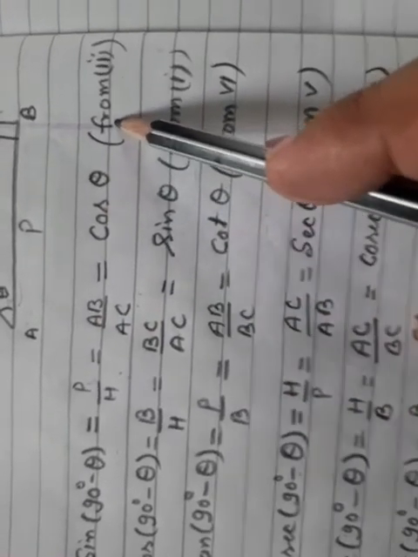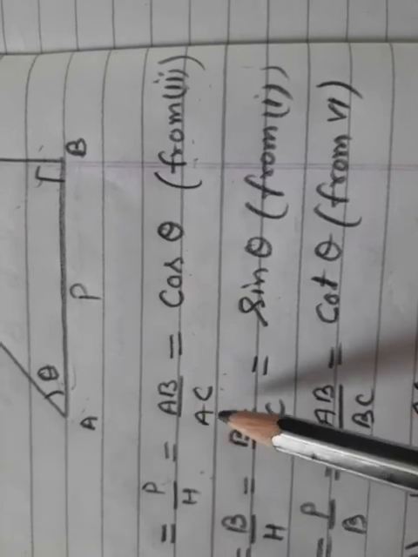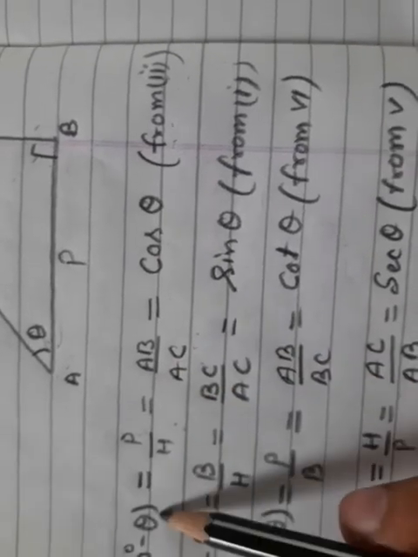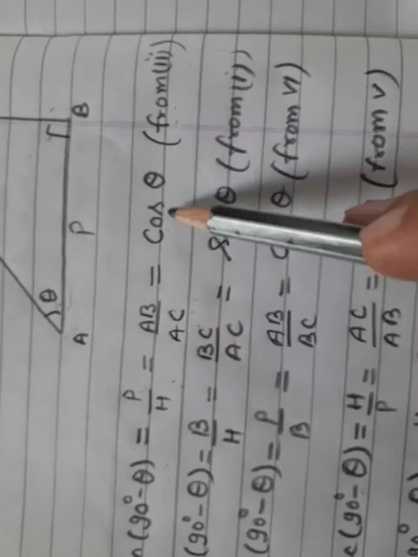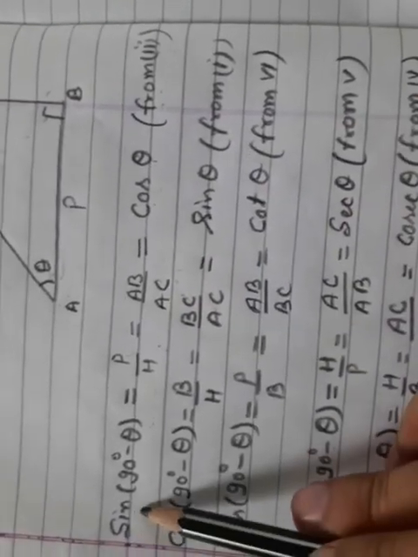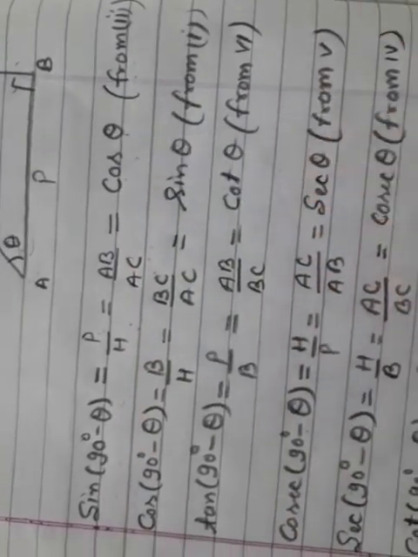From the second equation we already proved cos theta is equal to AB upon AC, and sine 90 minus theta is equal to AB upon AC. So this one is right, cos theta. So we find that sine 90 minus theta is equal to cos theta. Clear?